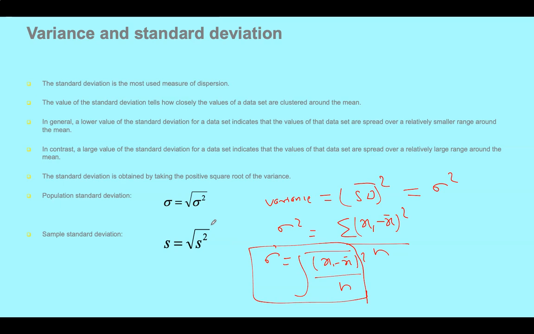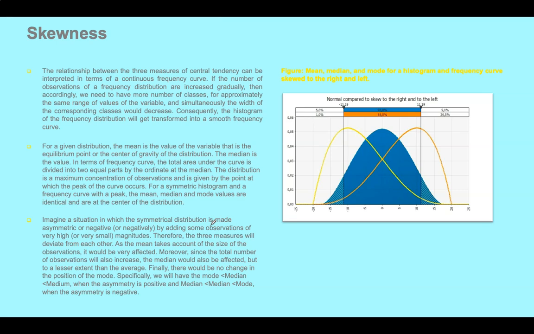Now let's talk about skewness in the data. Skewness is the opposite of symmetry. A symmetrical data looks like a bell curve. Skewness is nothing but the opposite of symmetry, also called lack of symmetry. To find it, there is the Pearson coefficient of skewness, called SKP. This is the mean minus the mode divided by the standard deviation.